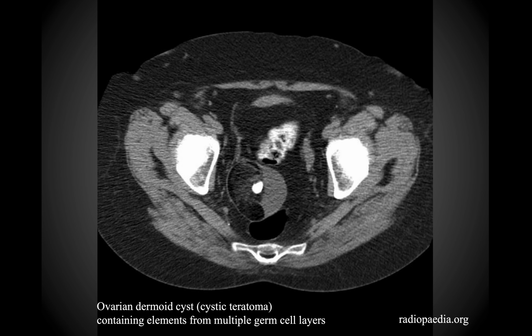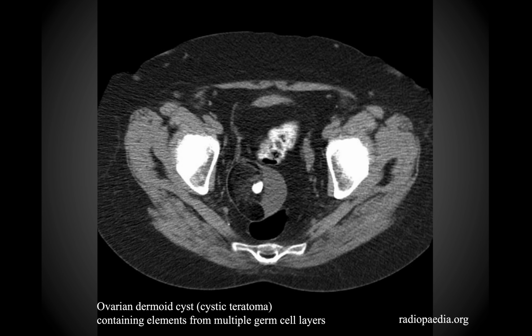And then looking at a CT cross-sectional view of an ovarian dermoid cyst in another patient. So again, this is that cystic teratoma that I mentioned just a moment ago. So here it is right here. And you can see in the middle, there's this calcification, which is usually a tooth or tooth-like material.